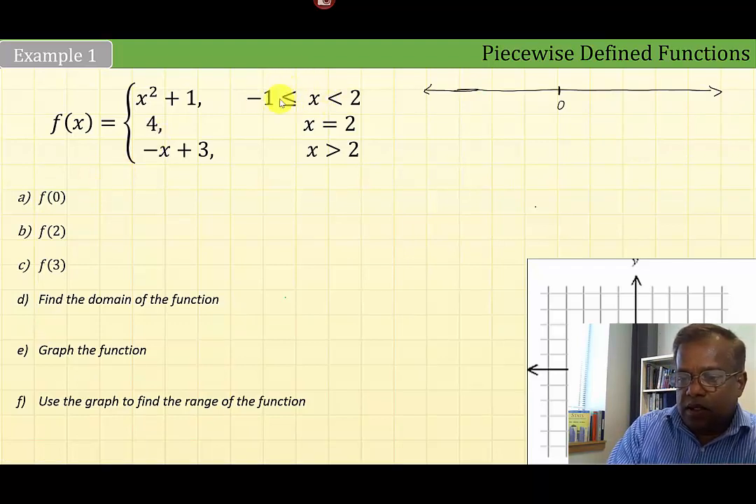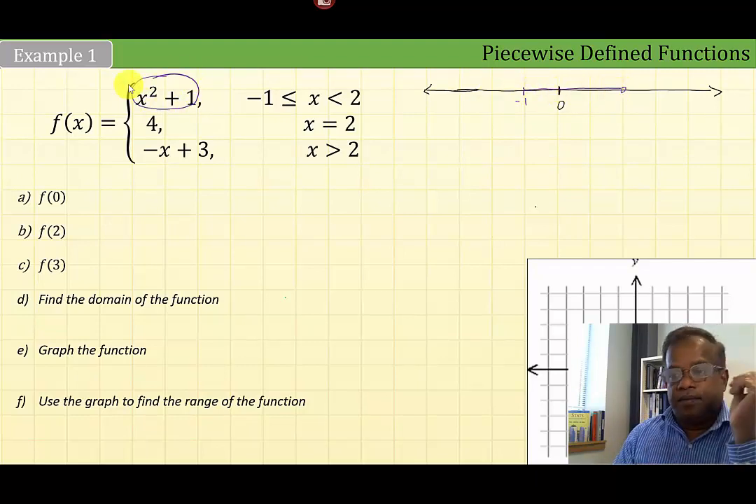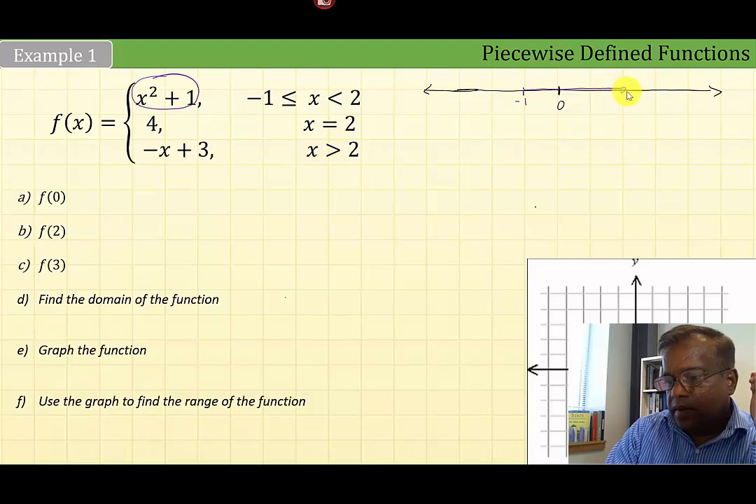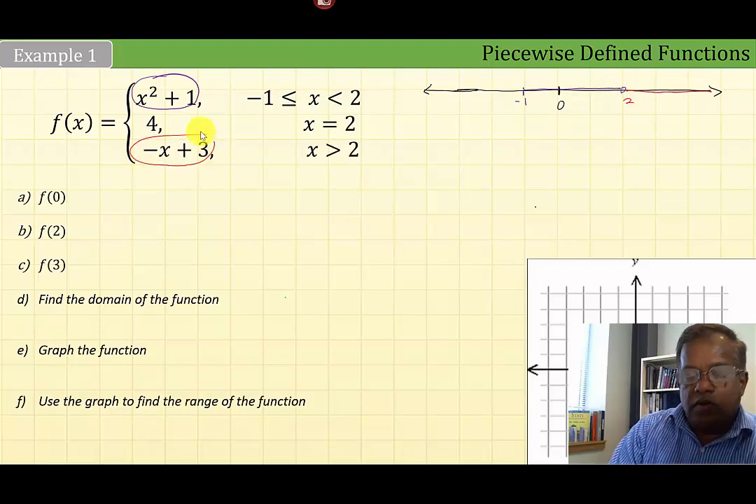So here in this interval, when x is from -1 up to 2, the rule is this one. At exactly 2, the rule is 4. When x is greater than 2, that means after 2, the rule is this one.